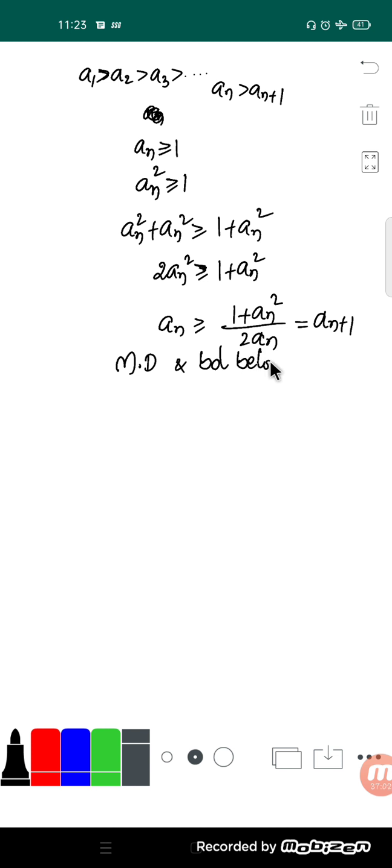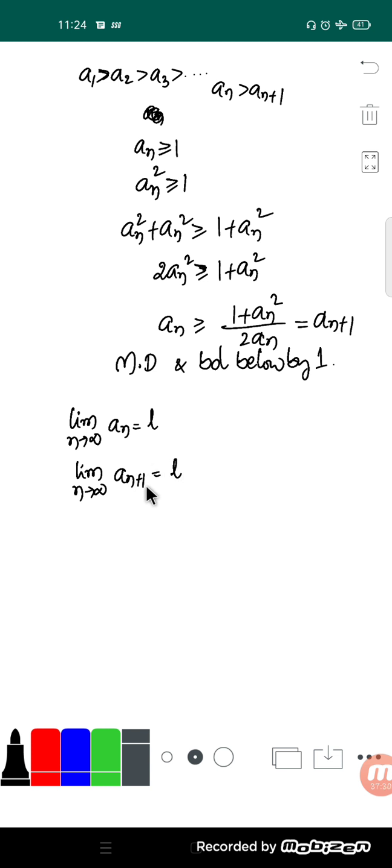Bounded below by 1. So what it says is that it is convergent. To find its limit of convergence is another matter. So suppose we assume that the limit as n tends to infinity of an is L, so an plus 1 also converges to L.